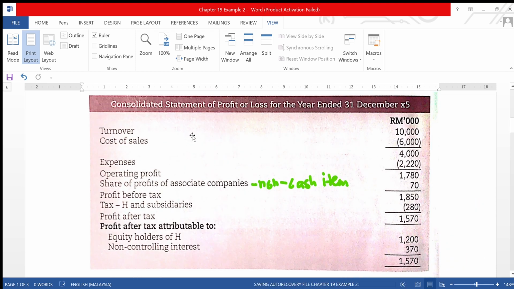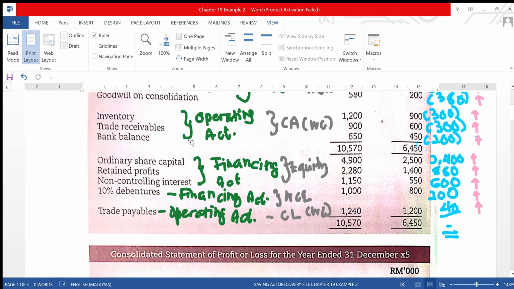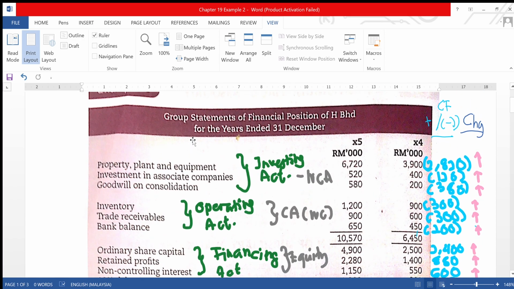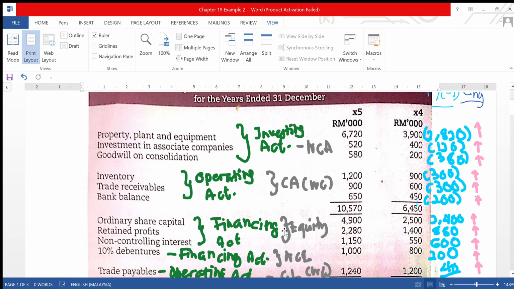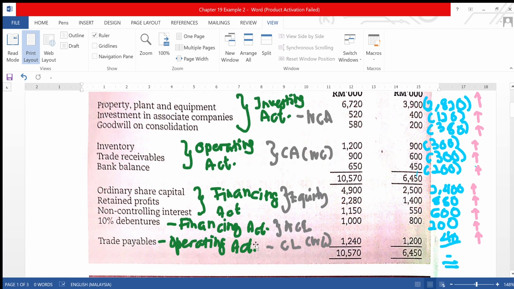Okay, so normally, as usual, I classify the statement of financial position into types of item. For instance, non-current asset is investing activity, current asset is operating activity, equity and non-current liability are financing activity, and current liability, similar to current asset, is working capital.